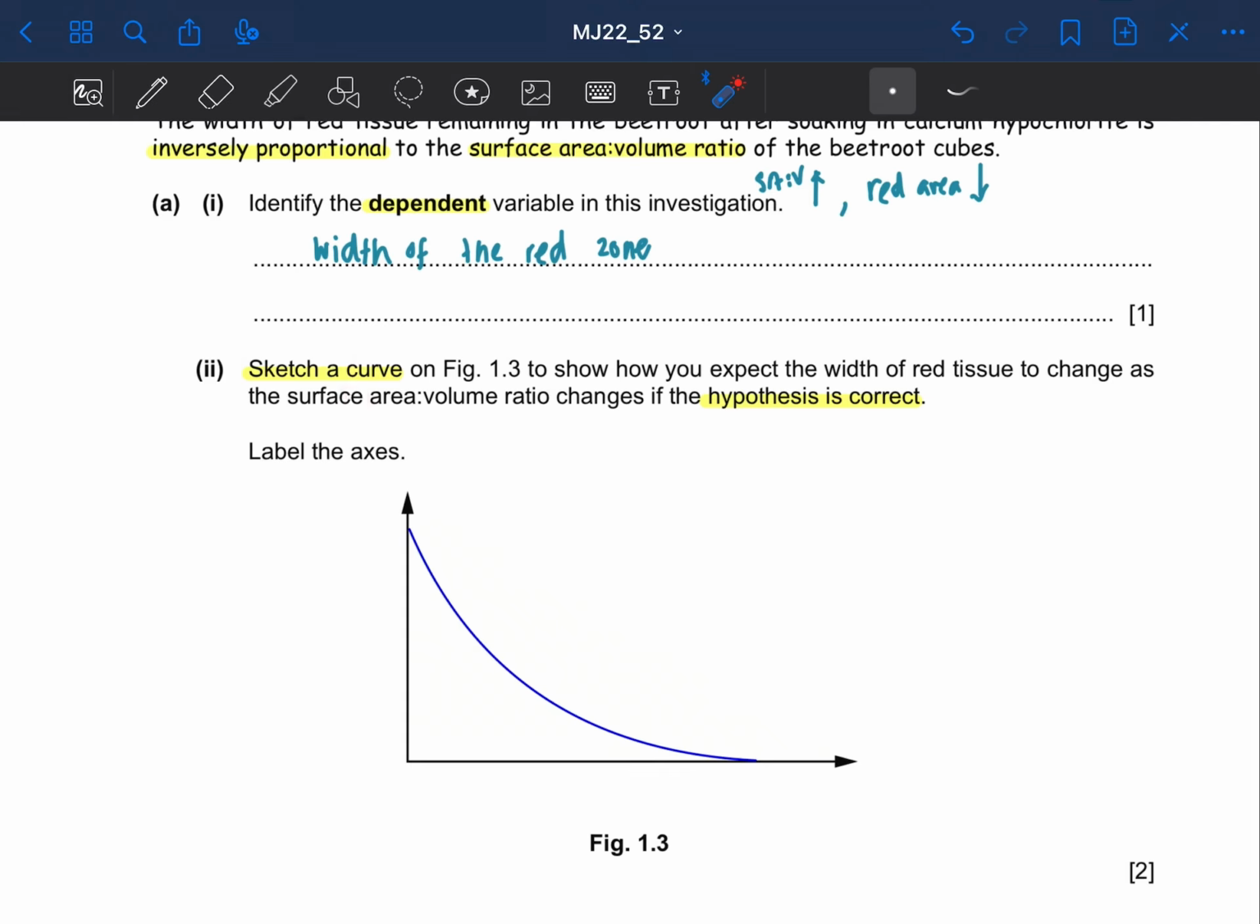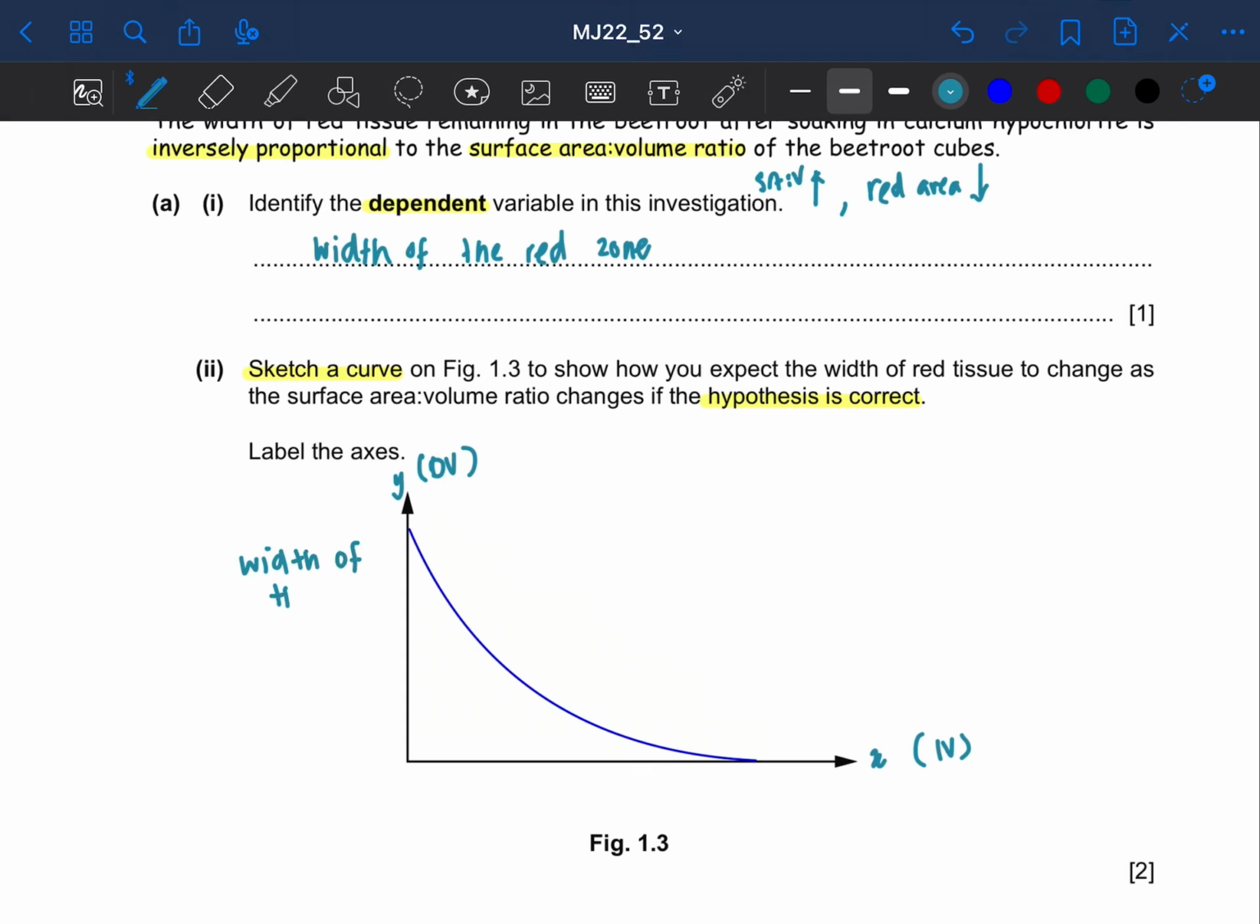So what I have done here is sketch the graph because they ask us to sketch a curve. Very important to read what type of graph they're asking for. Since this one is asking for a curve, hopefully you take note of that, and we draw the curve. Now let's put in the labels. As I normally remind the students, we have the x-axis and the y-axis. The y-axis is always going to be the dependent variable, so I'm just going to put that in brackets. This is the IV, y is the DV. So label accordingly. DV is the width of the red zone.